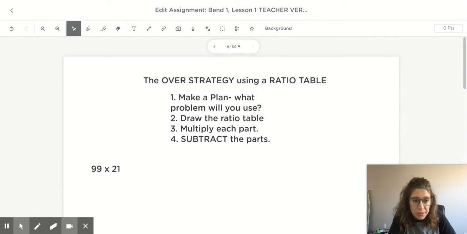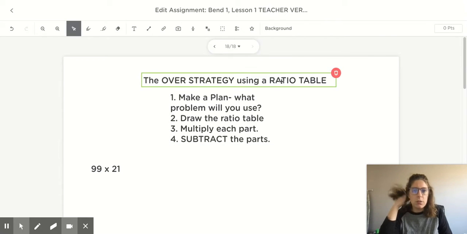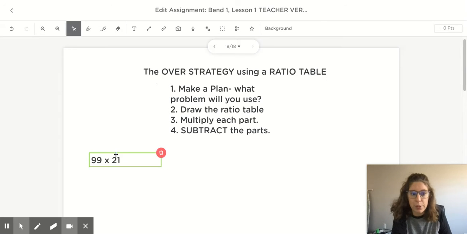So we're still using the over strategy, but now instead of modeling it or showing it with an area model, we're going to use a ratio table. And just so you know, you can use a ratio table or an area model any time you're using the over strategy. It does not matter which one you use. Choose the one that works for you, or choose the one that you feel the most comfortable with. So let's use a ratio table to do some over strategy.